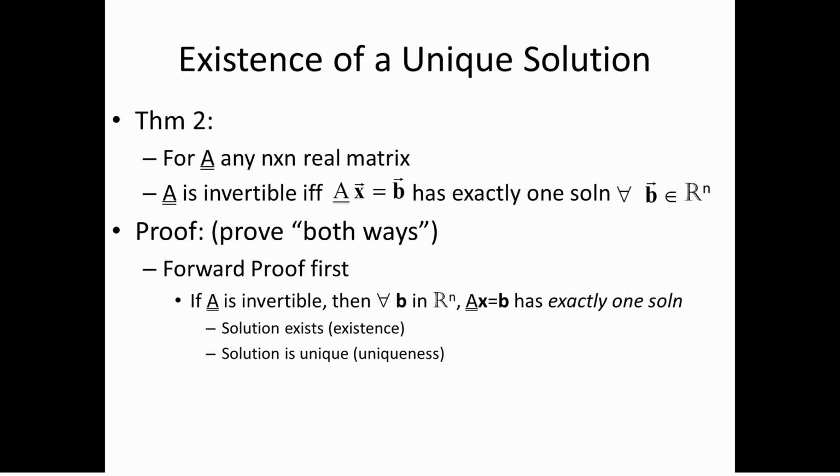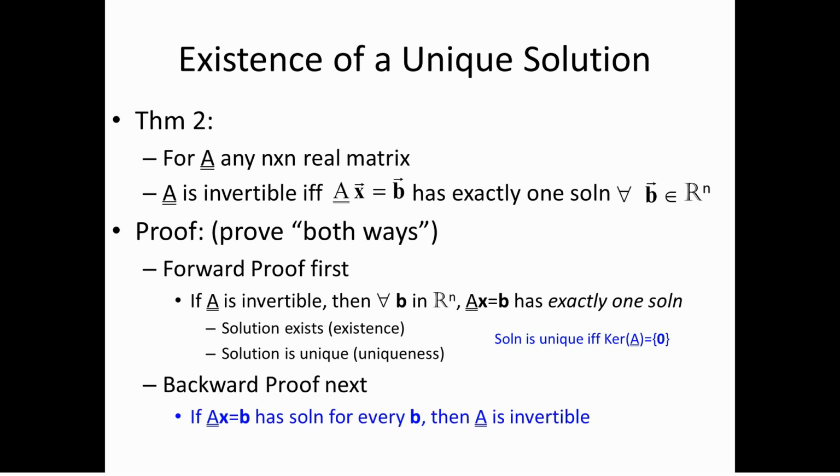Okay, the backwards proof. I just want to mention real quick that basically we're saying the solution is unique if and only if the kernel of A only consists of the 0 vector. But I want you to prove uniqueness. It's a good proof to do for you.